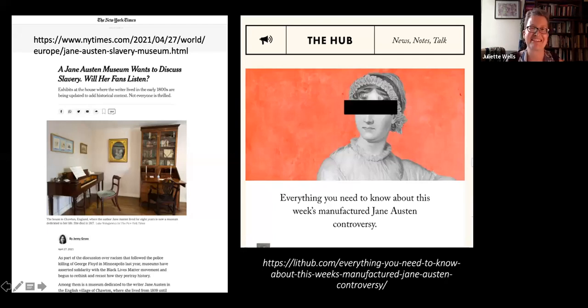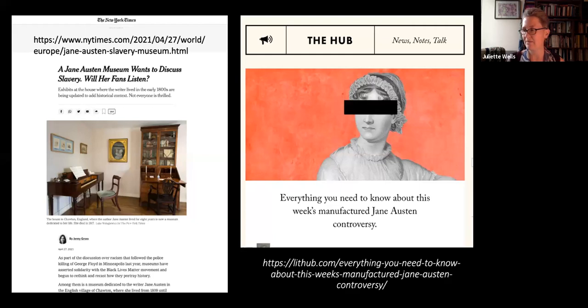I was reminded this week of how topical the theme of this series is when Jane Austen once again came back into the news. In this case, I'm sure most of you have seen Jane Austen's House Museum announce that it planned to update its displays and exhibitions with more historical context, including connections between the Austen family and enslaved peoples.